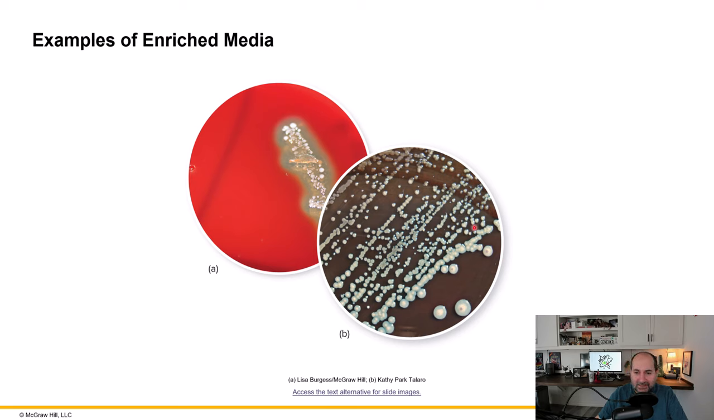And here on the right, they call this chocolate agar, even though it's not made of actual chocolate. It's more of a type of blood that's been treated, and so it comes out with this chocolate color. But there's also blood in this media as well. So you can see that by adding this extra blood, these microbes have access to hemoglobin and other growth factors in order to grow.